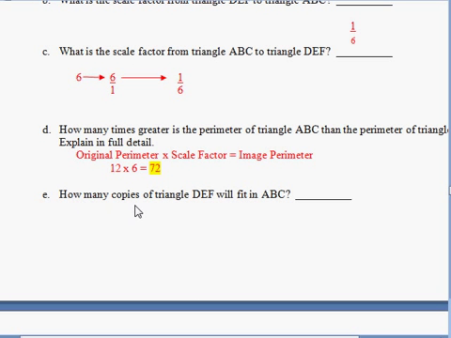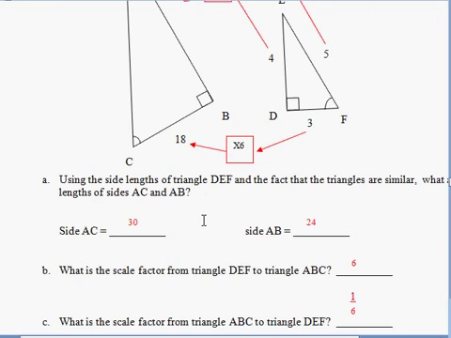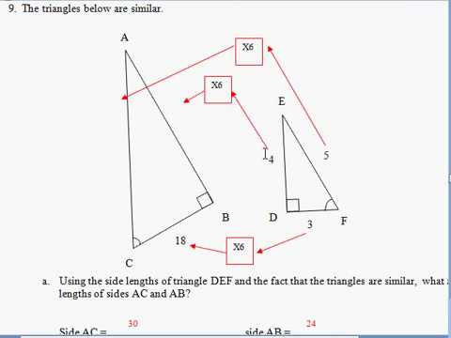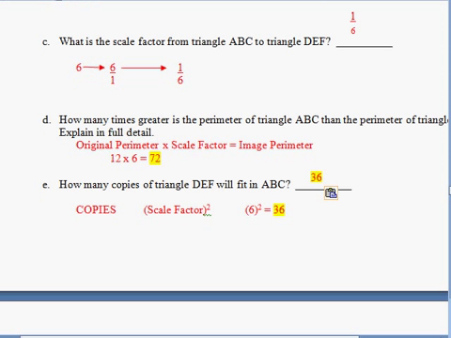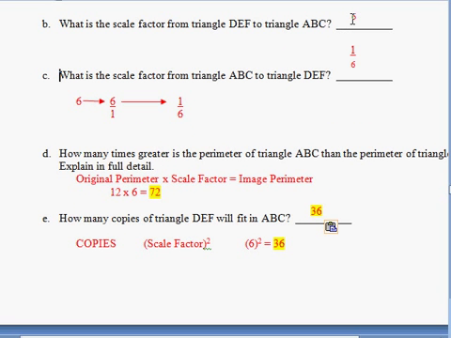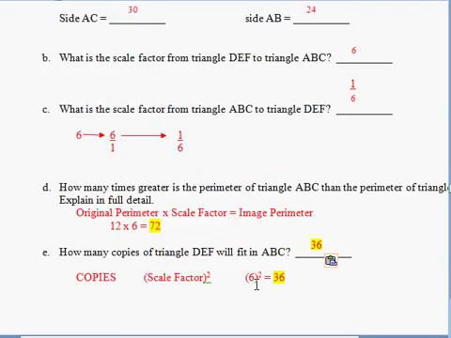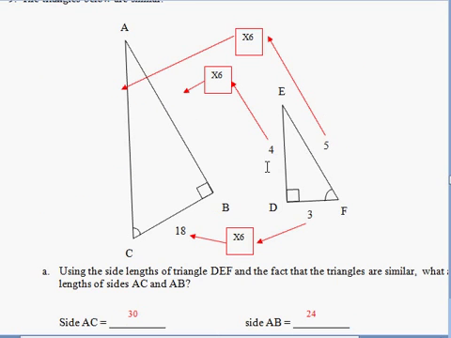E is asking how many copies of triangle DEF will fit in ABC. To find the number of copies, all you need to do is square the scale factor. The scale factor was 6, which we found right here, so we just square it. 6 times 6 is 36. So that means 36 of these will fit in there.